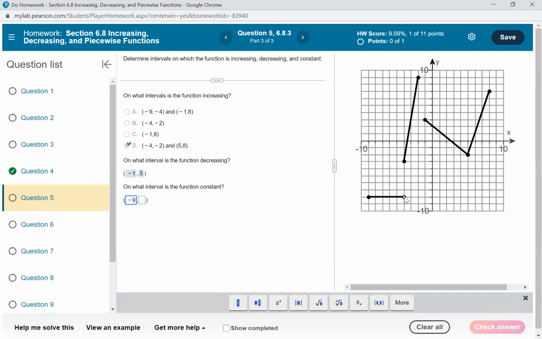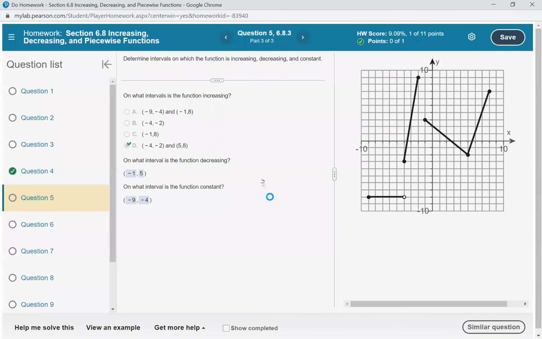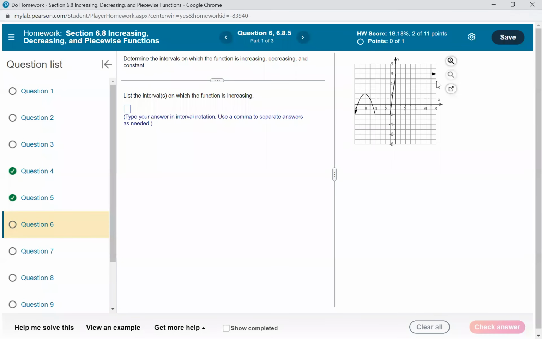So look at the end over here, that's hollow. That hollow point, if you go straight up to the x-axis, what's that value? -4. So y'all, we would put in our -4. So that one went from -9 to -4. Remember, you got to read them left to right on these, okay? And then you're going to check that answer. Don't worry, I got plenty of these.